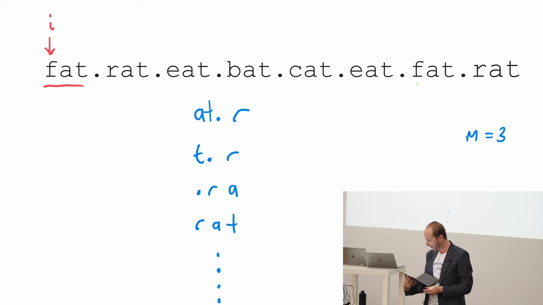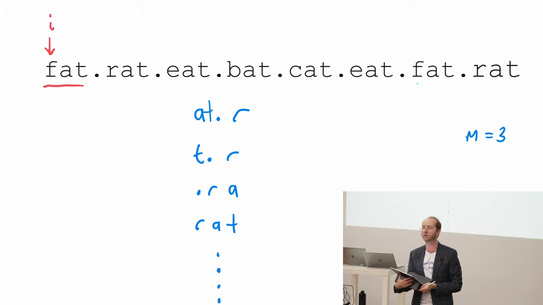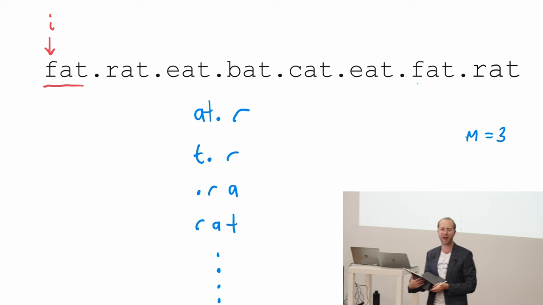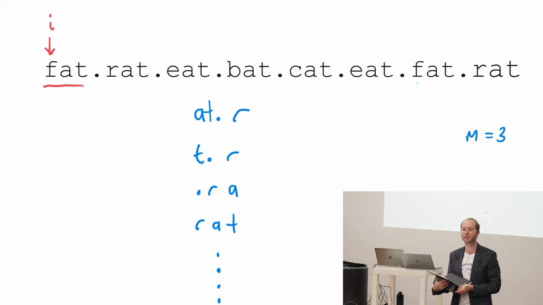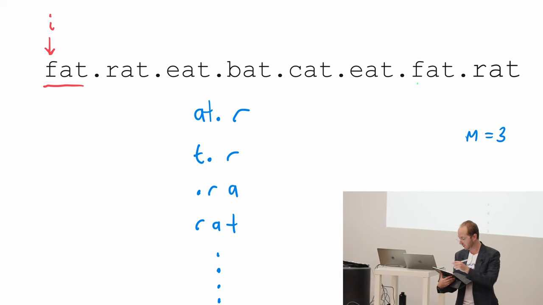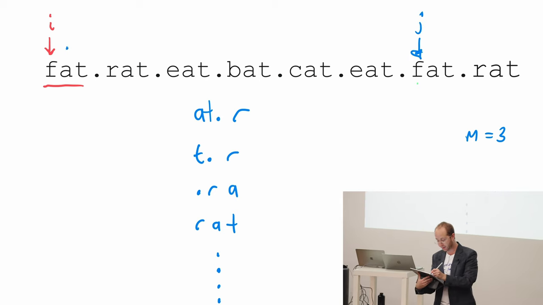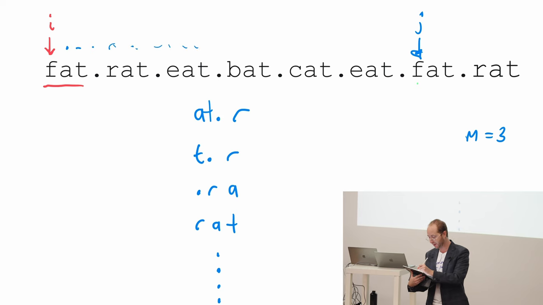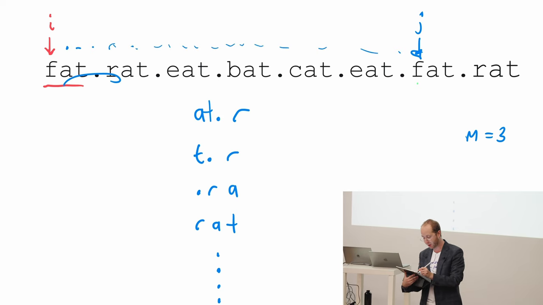So is there a match for fat anywhere else in the string? Can anyone see? Does fat appear a second time? Where does it appear? Over here. So when J gets up to here, J is going to start there, it's going to go there, dot, dot, dot. J is going to check all these places. It's going to check at dot. It's going to check t dot r. It's going to check dot ra.